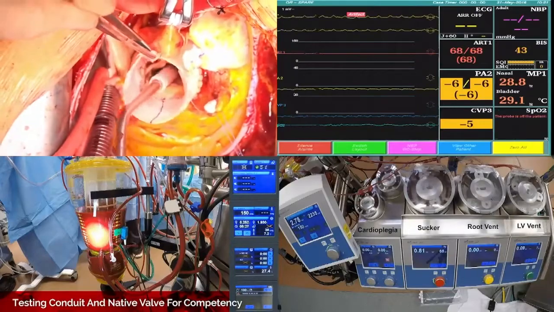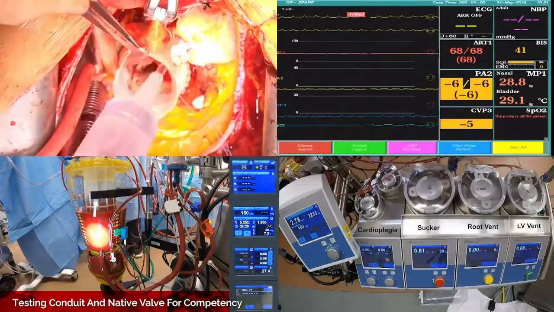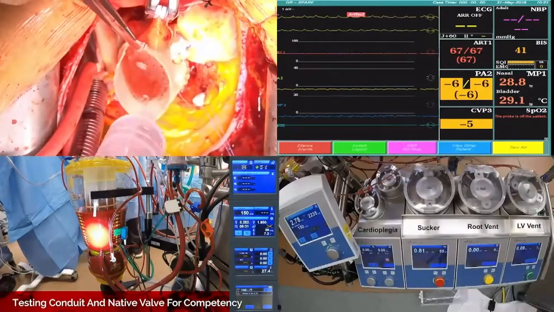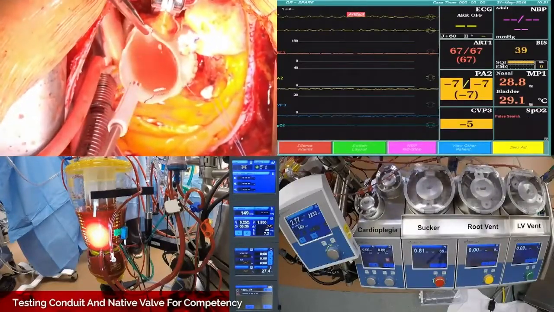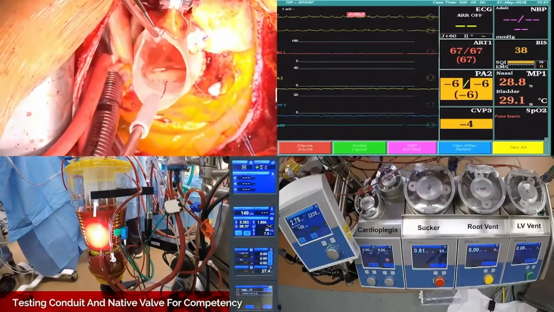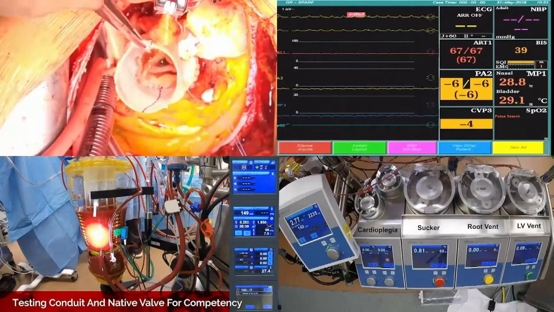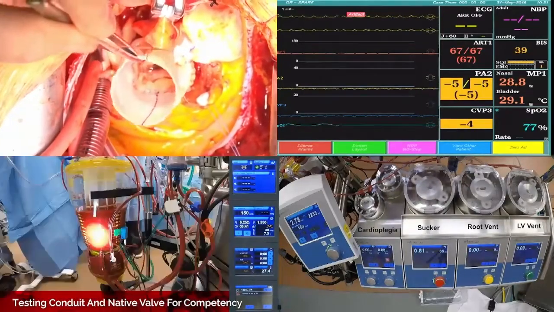So I'm feeling okay, but my backup plan is pretty simple. I'm not concerned about it. It's just simply replace the thing. So there's a great view. It looks like it's going to coapt pretty well there.